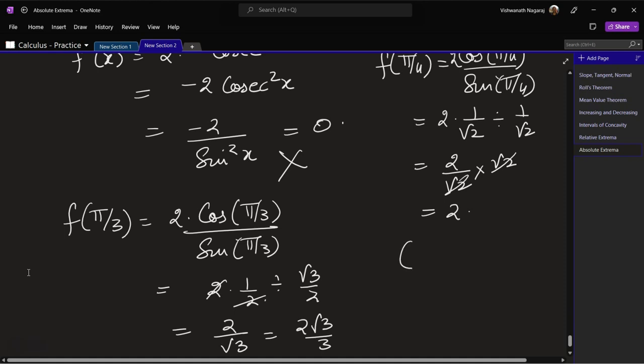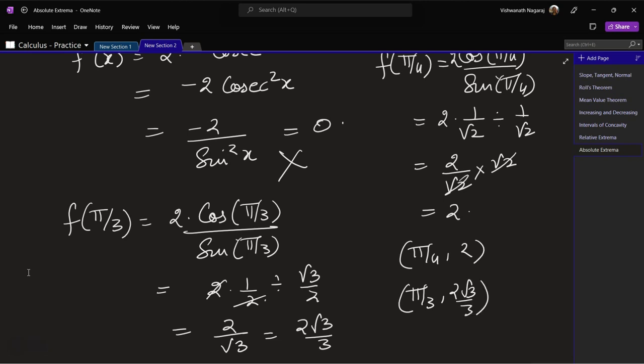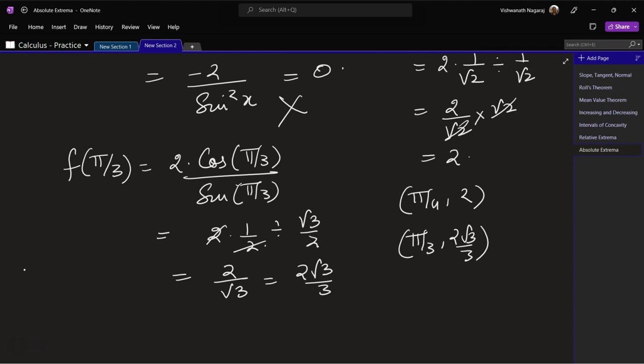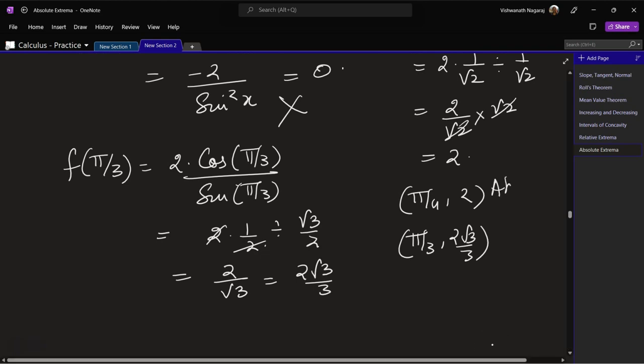So one of the points is pi by 4, comma 2 and the other is pi by 3, comma 2 root 3 by 3. So which is maxima? Is this bigger or this bigger? You can use the calculator for this and figure out that this is going to be greater. So this is going to be the absolute maxima and this is the absolute minima.